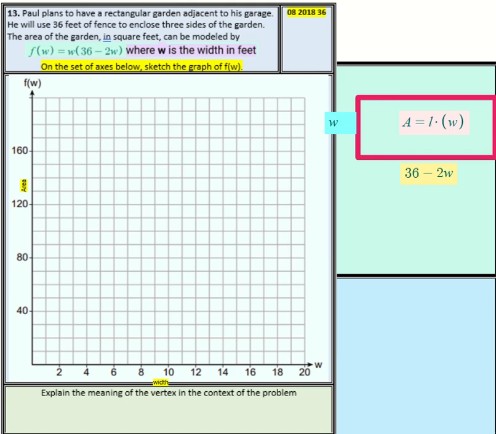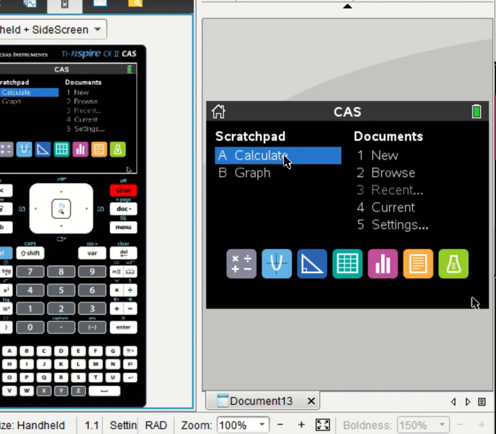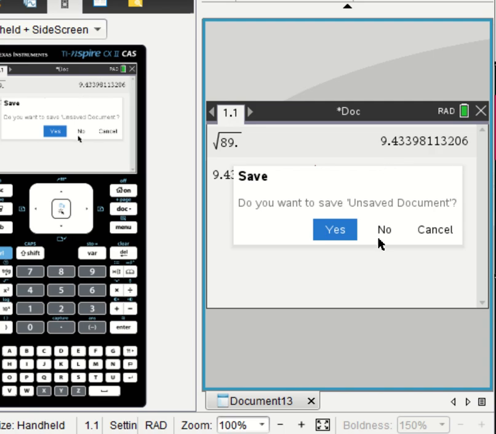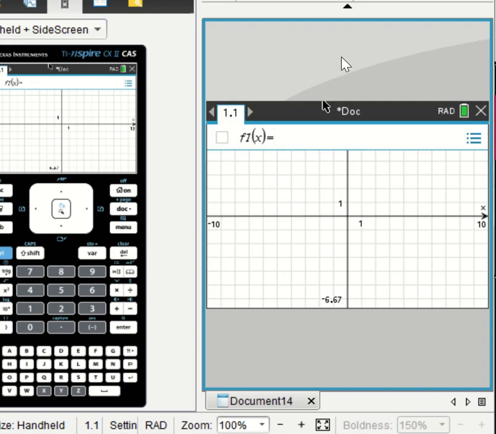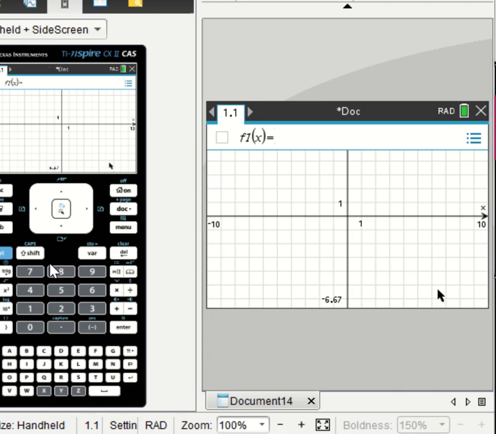So the first thing is, even though we're using w on paper, when I go to my graphing calculator, I'm going to use x. So let's put this function in a graph page on our calculator. So home screen, new dot, say no, and add a graph page. So our function, we're going to start with x.